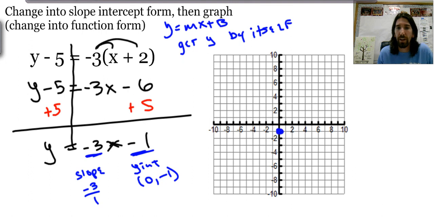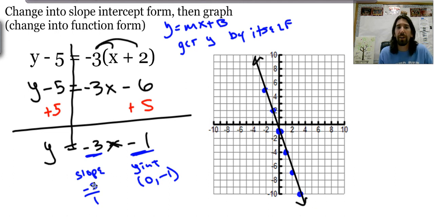So I start there, and then I'm going to run down 3, forward 1. Down 3, forward 1. Down 3, forward 1. And then I can go up 3, backwards 1. Always go forwards first, then backwards. Up 3, backwards 1. And that's pretty good. You can use your line tool or draw a line. You can use a straight edge or anything like that.